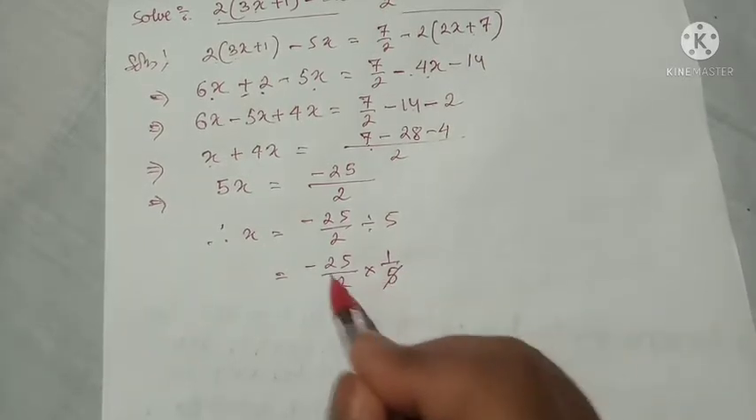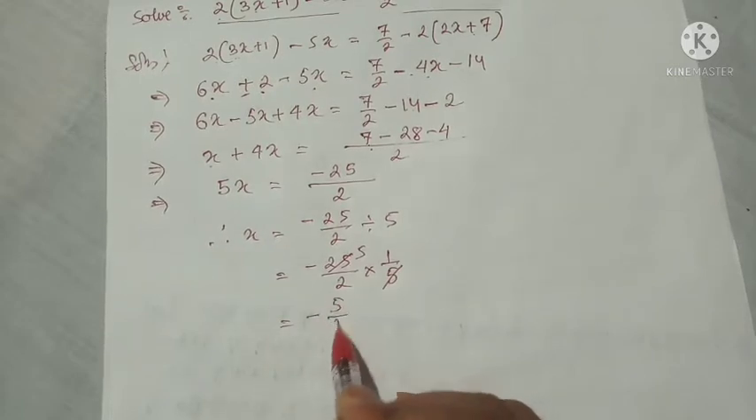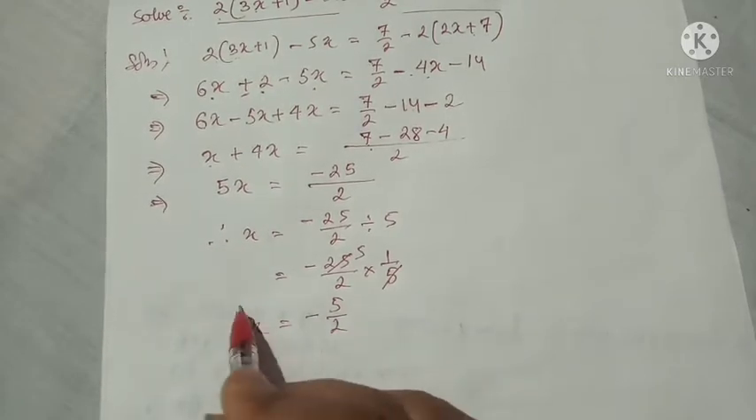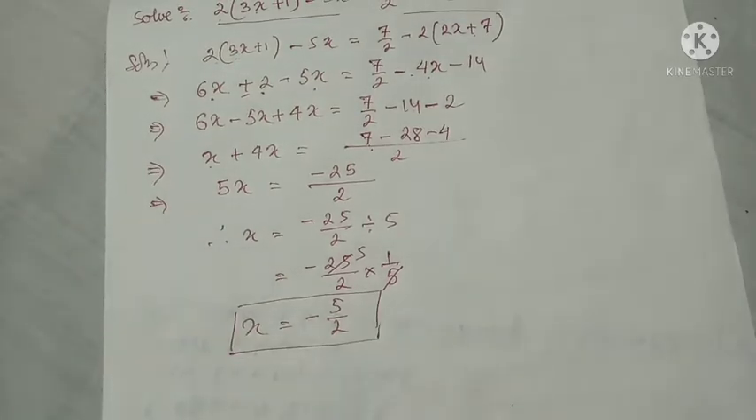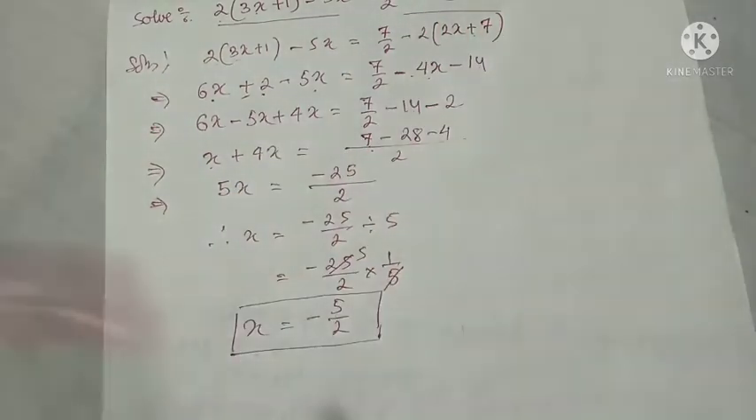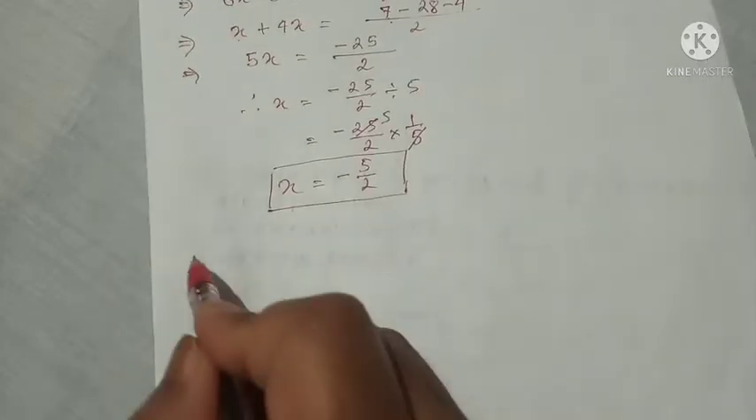So you can divide this. Your answer is minus 5 by 2. The solution of this given equation is minus 5 by 2. Understand? This is a second example where there is a variable on both sides. Let's see another example which includes the decimal point.